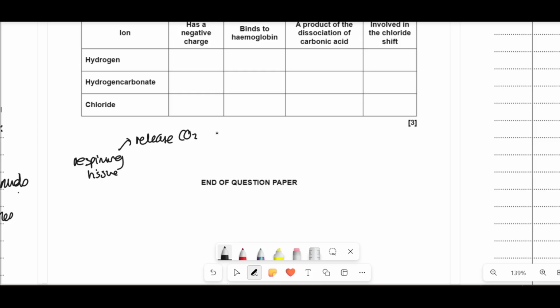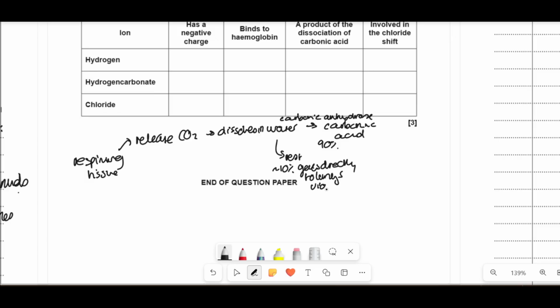Now, we don't have CO2 bubbles floating around in our body in the same way a Coke can does. So what happens is the CO2 dissolves in water, and that produces carbonic acid. This is catalyzed by the enzyme called carbonic anhydrase. That's about 90% of your carbon dioxide. The rest, around 10%, goes directly to the lungs via hemoglobin.